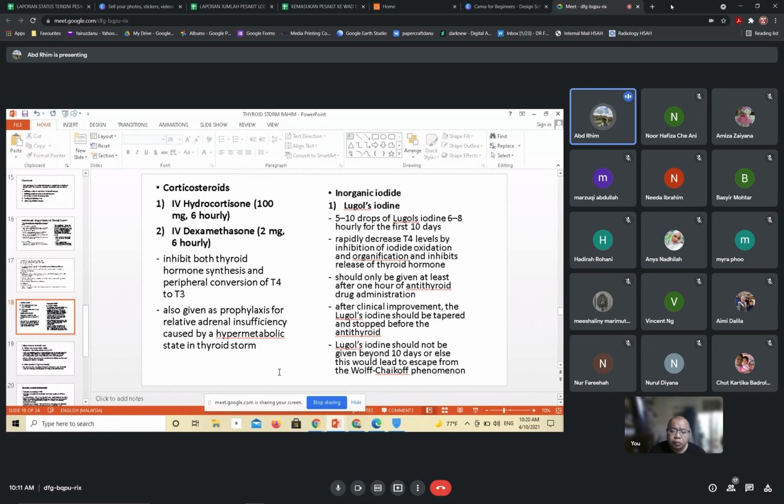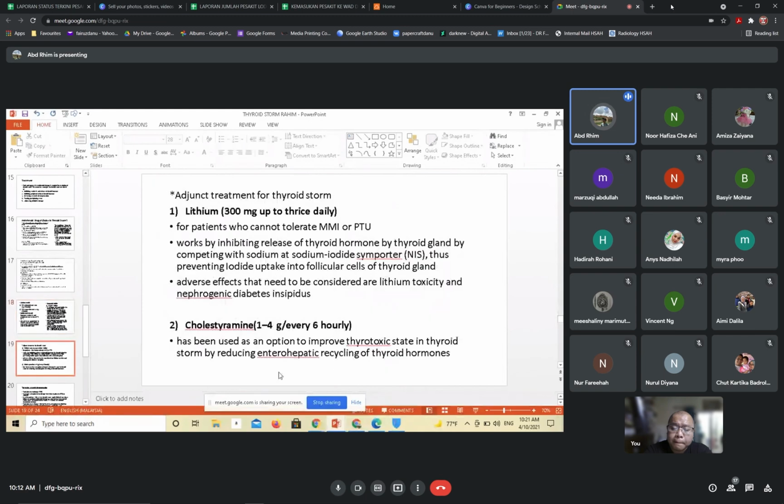And also inorganic iodide, for example Lugol's iodine. It rapidly decreases T4 level through inhibition of iodide oxidation and organification, and inhibits the release of thyroid hormone. It should only be given at least 1 hour after anti-thyroid drug administration. And after clinical improvement of the patient, the Lugol's iodine should be tapered and stopped before the anti-thyroid drug. Lugol's iodine should not be given beyond 10 days as this would lead to escape from the Wolff-Chaikoff effect phenomenon.